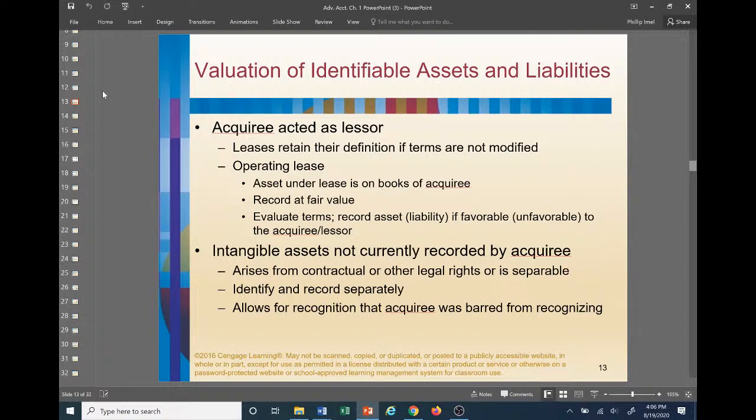Some examples of identifiable intangible assets could be market-related intangible assets like trademarks or trade names, internet domain names, even customer lists or customer bases. So that's what we're talking about here.